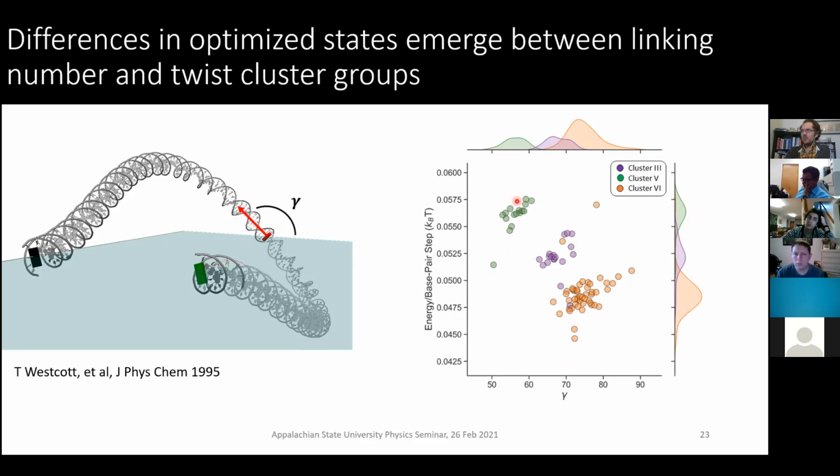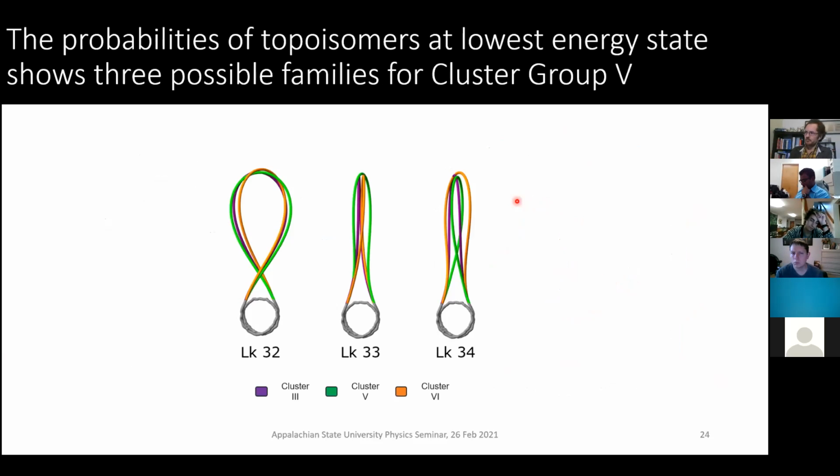So we wanted to go a little bit further and try to see, well, okay, we know what the 3 lower energy states are. They were associated with linking number 32, 33, and 34. What would be the likelihood that they should exist biologically? So here we have 3 examples that are modeled on top of each other from cluster group 3, which is in purple, which doesn't really have a lot of excess underwound or overwound twists. Twist cluster group 5 is in green and 6 is in orange.